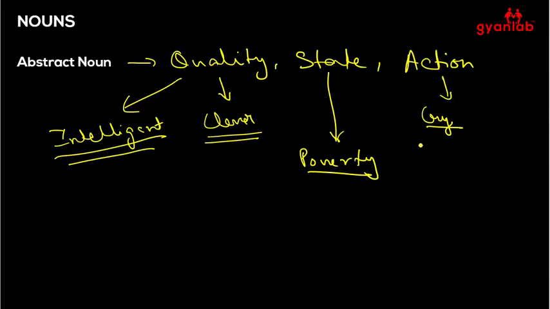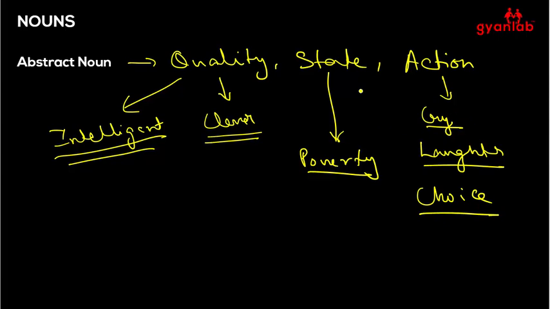Crying can be an action here. Cry. Laughter can be an action. Choice can be an action, to choose. So words like these are all abstract nouns. The first four kinds of nouns that we had: proper, common, collective and material, all describe things that relate to objects of sense, basically things that can be seen or touched or heard or smelt or tasted, and so on. All these nouns are called concrete nouns. But an abstract noun relates to quality, states, etc., but cannot be seen or touched.